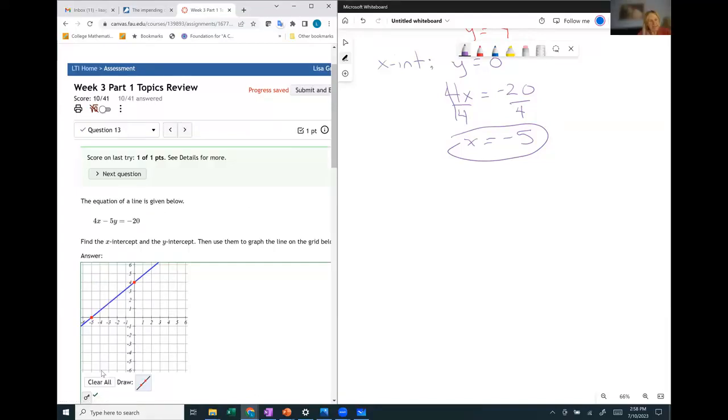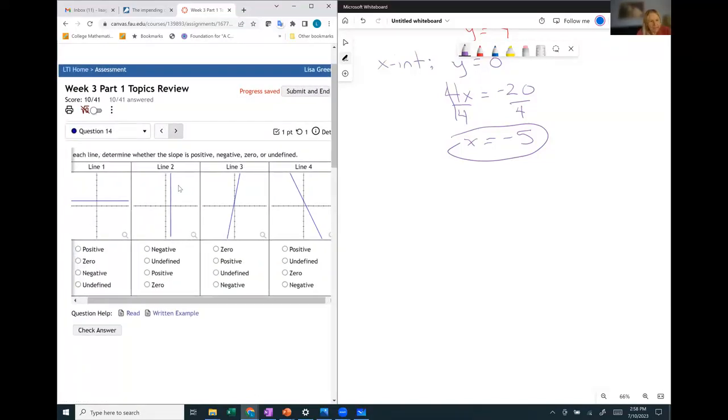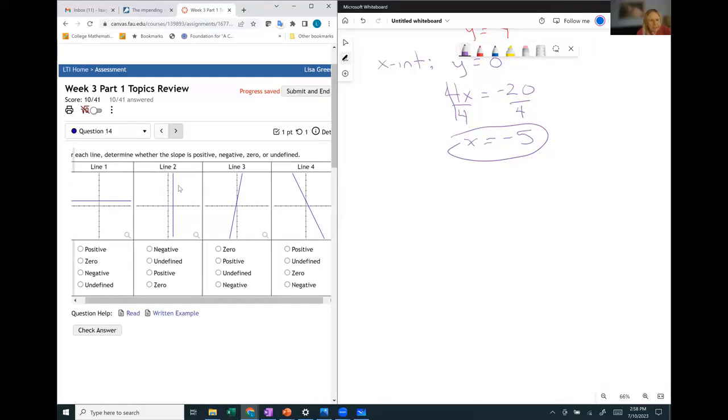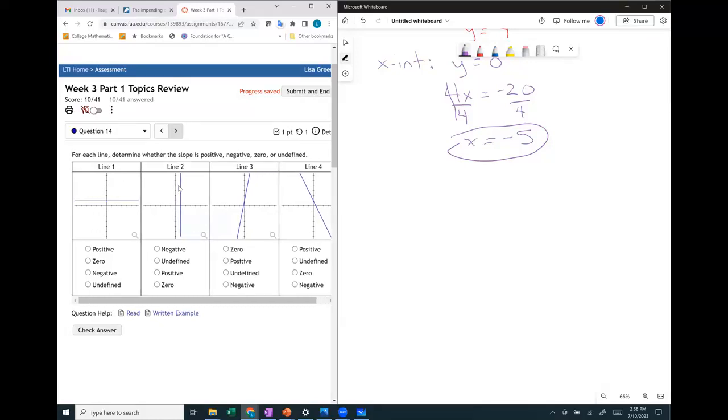There you have it. So it says, for each line, determine the slope, whether the slope is positive, negative, 0, or undefined. So what's the first one going to be? The first one is going to be 0. Good. The third one is what?